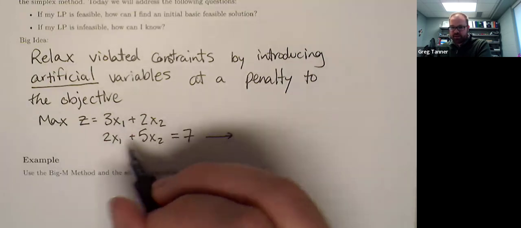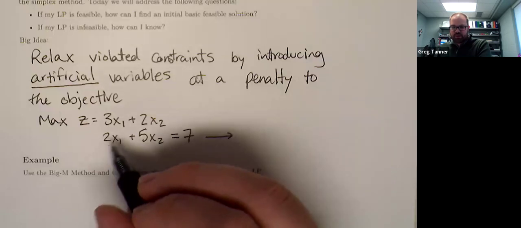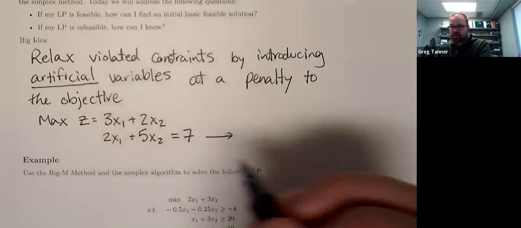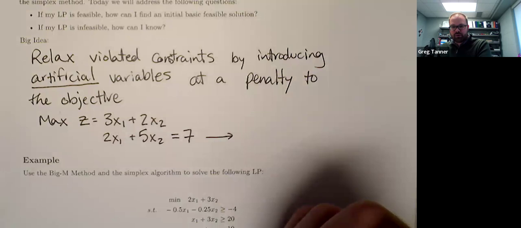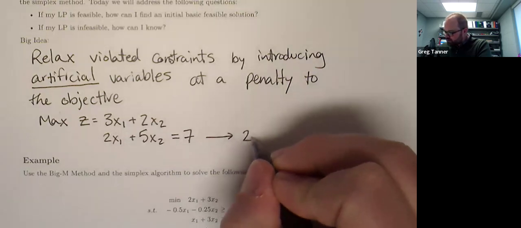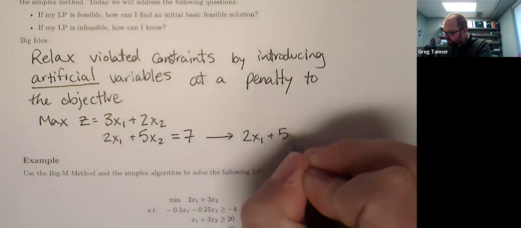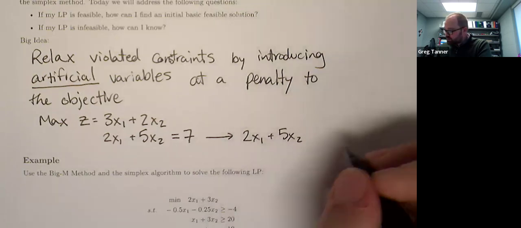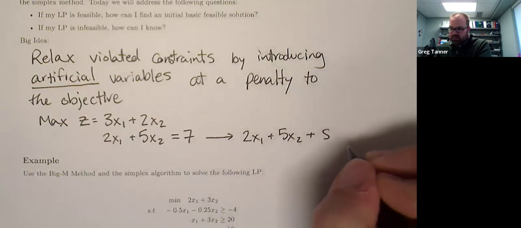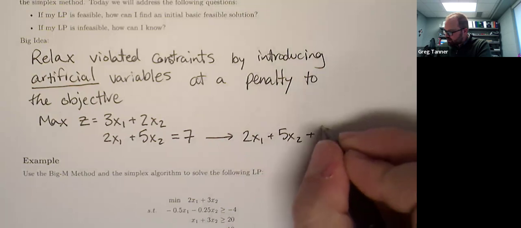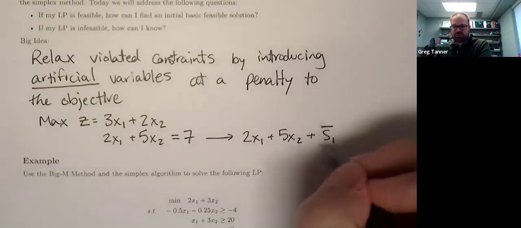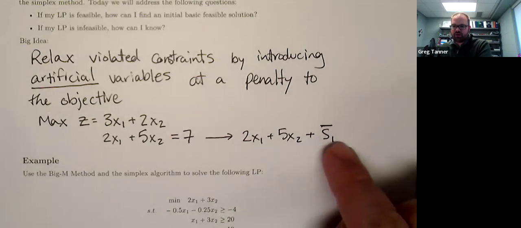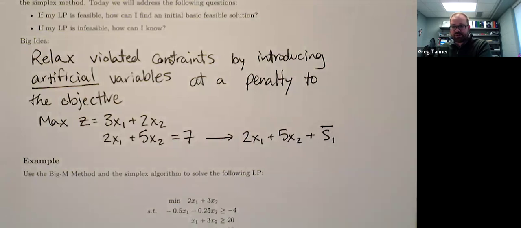It allows us to choose x1 and x2 such that 2x1 plus 5x2 does not equal 7, but we're going to impose a penalty to the objective for doing that. And so here's what we're going to do. We're going to do 2x1 plus 5x2, and then we're going to add an artificial variable. I'm going to use the same s, but I'm going to put a bar on top of it. That's just how I'm going to denote that this one's an artificial variable as opposed to a slack variable or surplus variable.